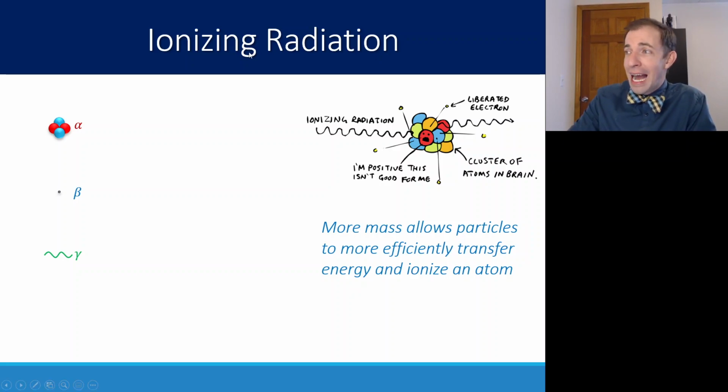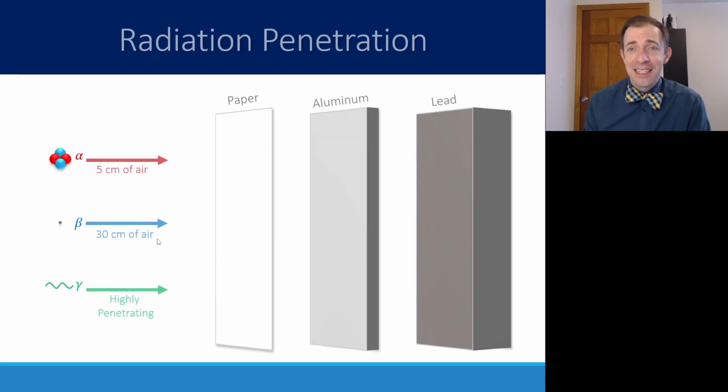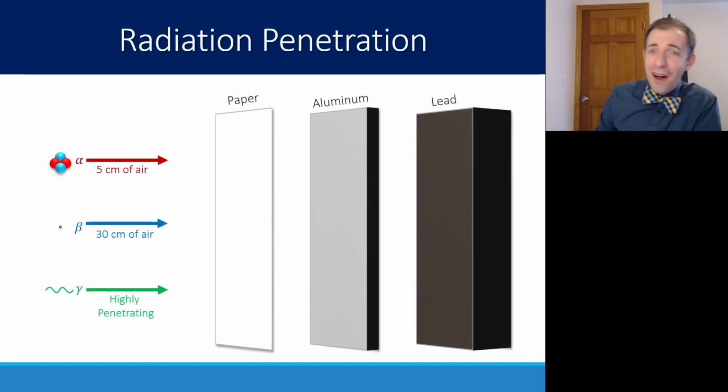So, for ionizing radiation to happen, the more mass that you have, the more efficiently these particles can smack electrons off. So, an alpha particle then has the most mass. So it is then the most ionizing of those. Now, you might think that that means it is the most harmful. Well, there are other factors here that affect it.